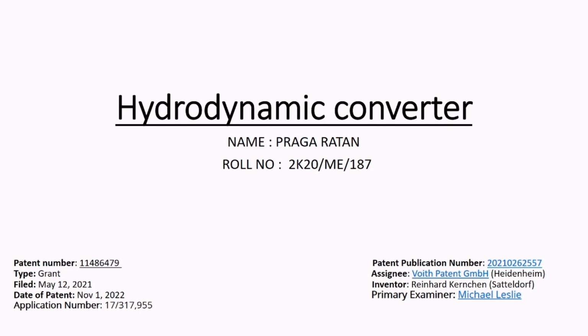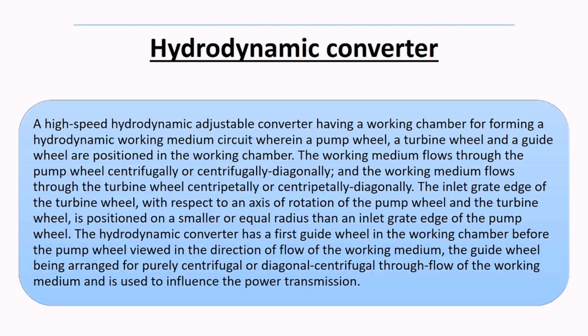Today I am giving you an analysis on the topic hydrodynamic converter, which is a patent given by Professor Reinhard Kerner, dated November 1, 2022, and the application number is given on the screen. As we move further, we are going to discuss the hydrodynamic torque converter. First, the question that arises in our mind is, what is a hydrodynamic torque converter? A hydrodynamic torque converter, such as hydrocouplings and torque converters, are fluid couplings that typically use oil as a process liquid to transmit power from an output shaft driver pump to an input shaft driven turbine.